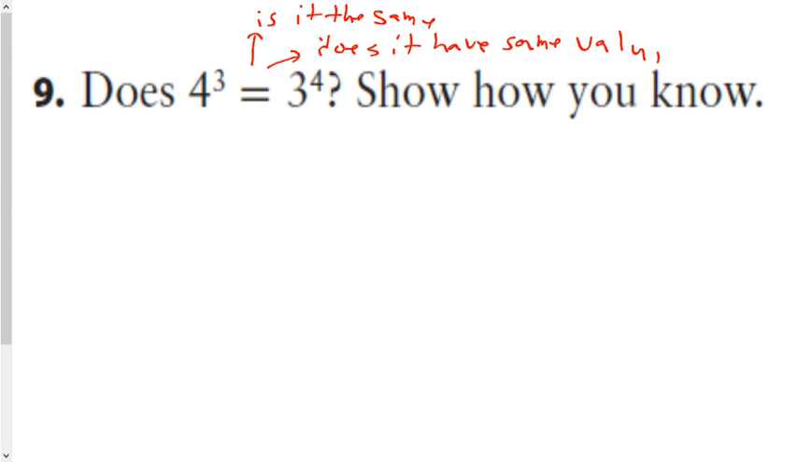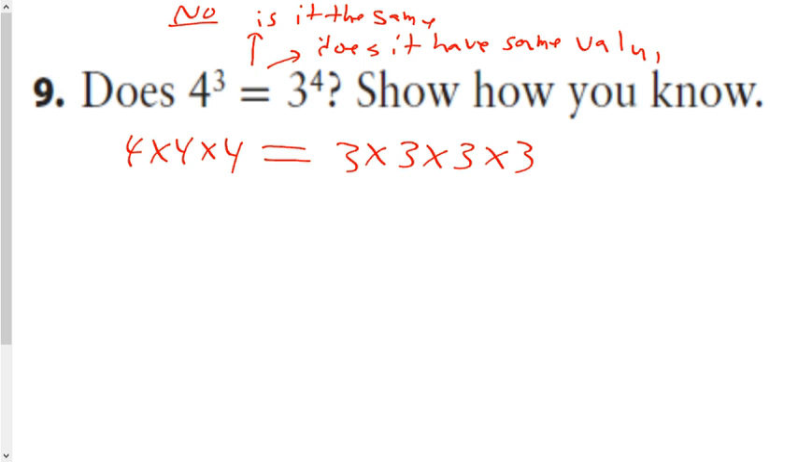No, it's not the same thing, because we could see that when we write it in repeated multiplication, because this would be 4 multiplied by itself 3 times, and 3 multiplied by itself 4 times is not the same thing. However, it might have the same value. Let's check. 4 times 4 is 16, times 4 is 64, and 3 times 3 is 9, another 9 is 81. And since 64 does not equal 81, the answer is false, or no, it's not.